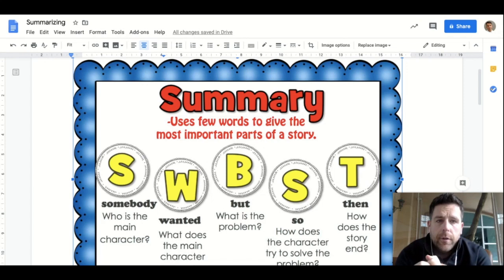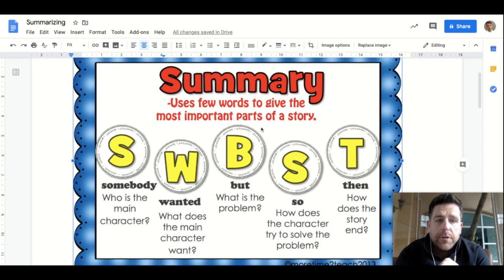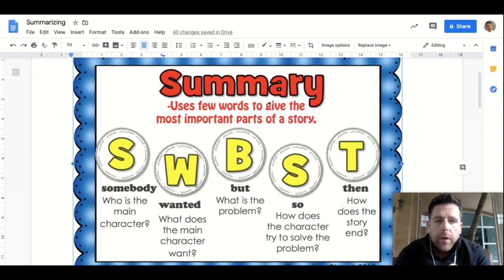Okay, so here we go. Let's get into it. All right, so here we are. I have a Google Doc opened up for you, and I have this little picture I want to show you first. Summary. Right, so I have these keywords here, these letters here that I want you to remember. SWBST, SWBST, SWBST, whatever helps you to remember these letters. These are very important when it comes to writing any summary, especially in a fiction story. This becomes very important, okay? So, somebody wanted, but, so, then, and that's it.